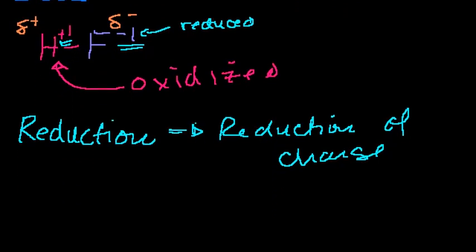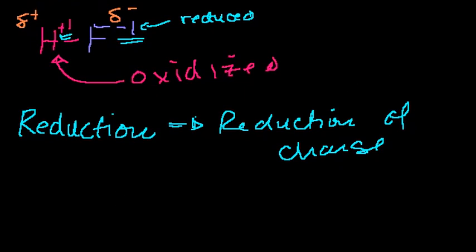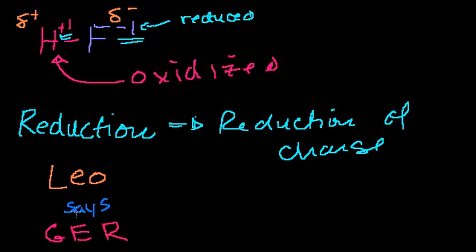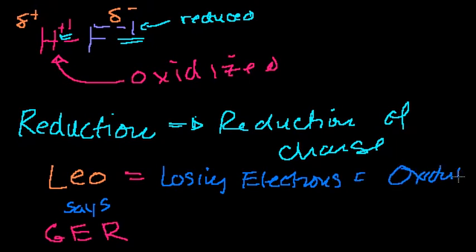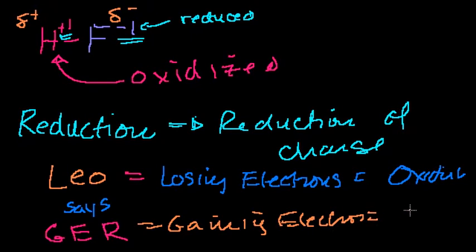But if you look in some textbooks or some teachers, they'll give you a mnemonic. Leo says grr. Leo the lion says grr. I'll write says in small because it's really irrelevant to the mnemonic. Leo the lion says grr. And this is just a way of remembering: Leo means losing electrons is equal to oxidation, and GER means gaining electrons is equal to reduction.